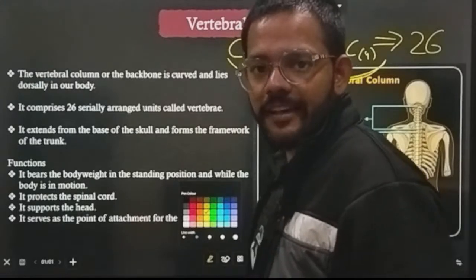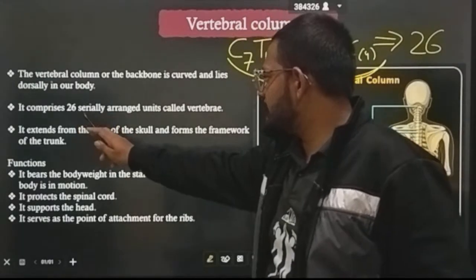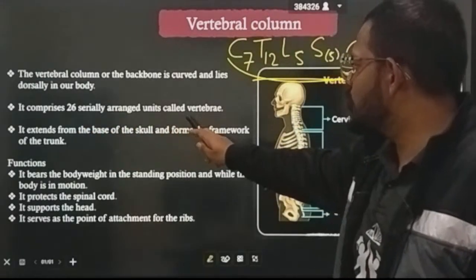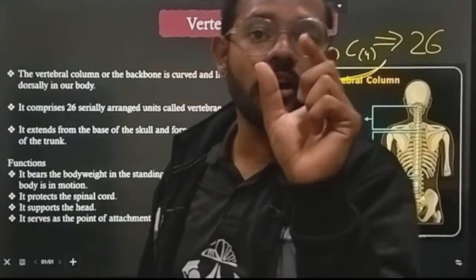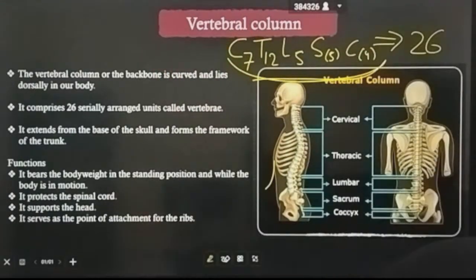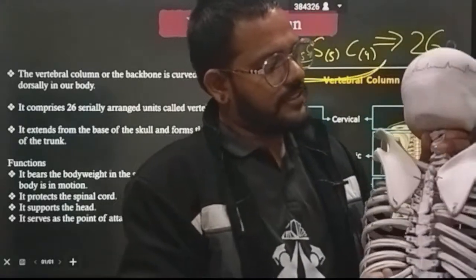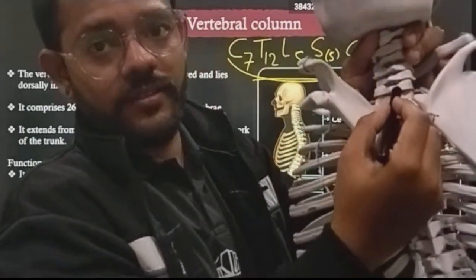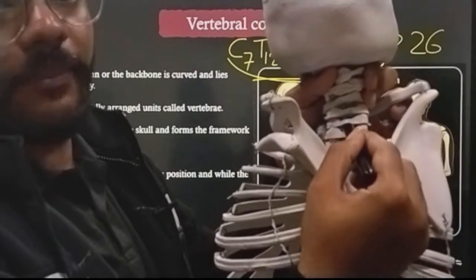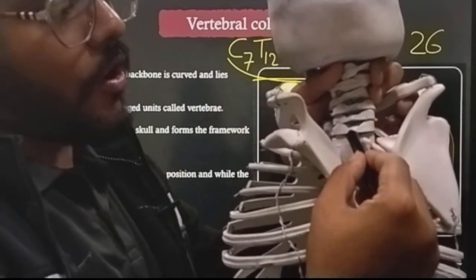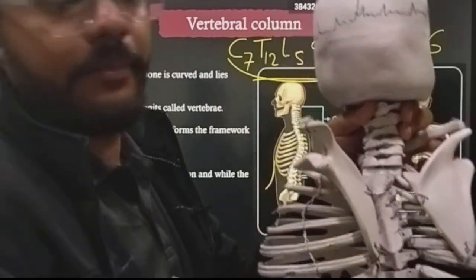On the dorsal side, you will find this bone. It comprises 26 units arranged in series, called vertebrae. A single unit of the vertebral column is called a vertebra. You can see here a single bone of the vertebral column is called a vertebra.